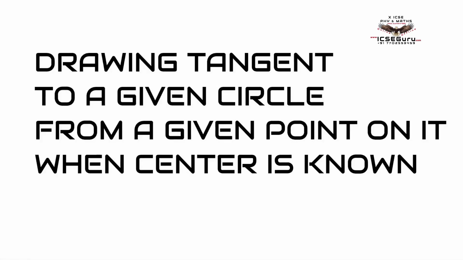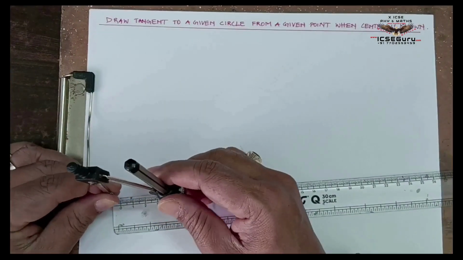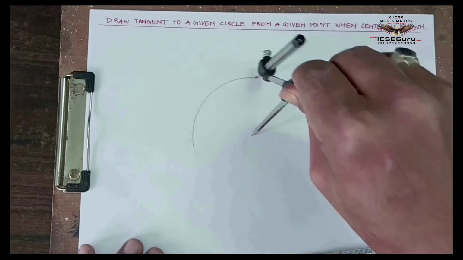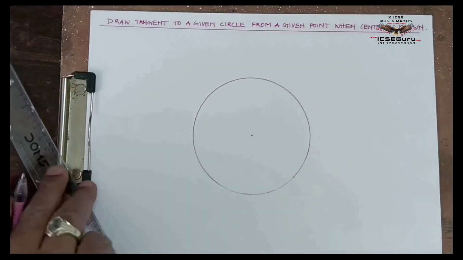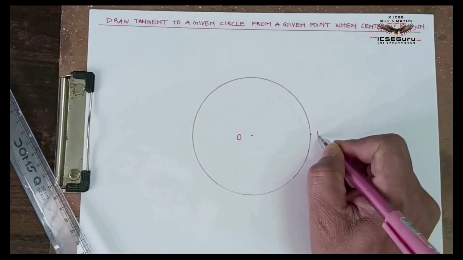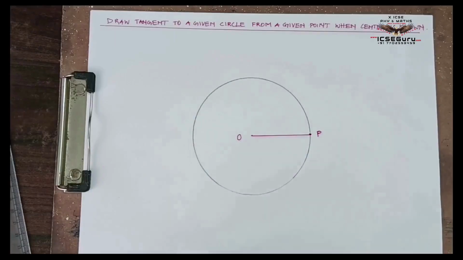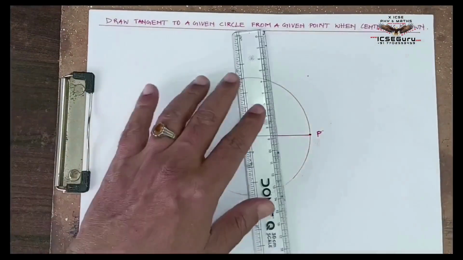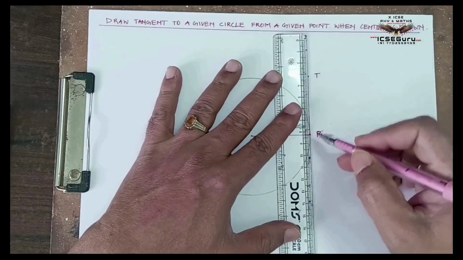To draw a tangent to a circle when the point is given and center is known, draw a circle of given radius. Identify the center of the circle O. Identify the given point P on the circumference of the circle where the tangent has to be drawn. Join OP. Now draw an angle OPT using a protractor making 90 degrees. Extend the line PT to PT dash.